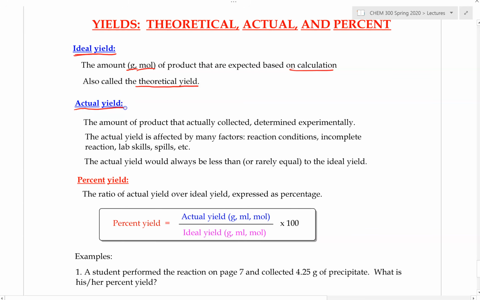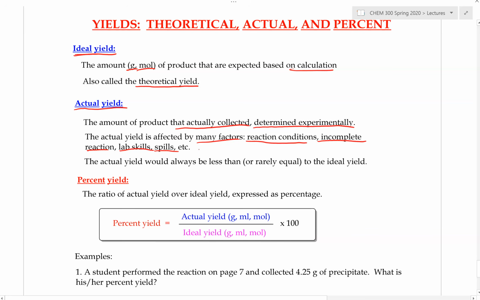And second is the actual yield. The actual yield is the amount of product that one would actually collect or obtain after the chemical reaction is done. This is determined experimentally, in terms of how much product we are able to make. The actual yield is affected by many factors, such as the reaction conditions, incomplete reaction, lab skills, chemical spills, and so on.